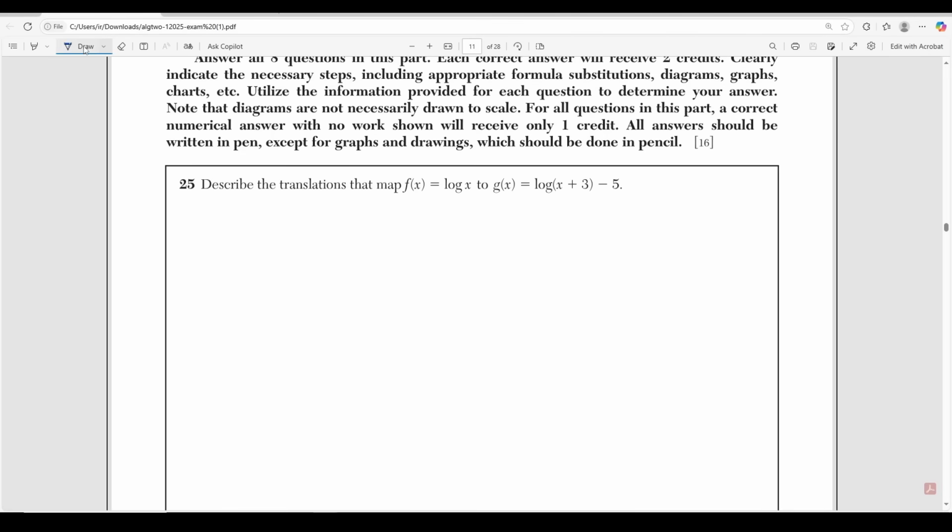So whenever you're translating something, you can translate something in two directions, either up and down or left and right, okay? And there's certain indicators to tell you whether you're going up or down or left and right. The biggest indicator is if you have the function f of x and you're adding 5 or you're subtracting 5 from the outside of it. If you're adding something, that means you're translating up, and if you're subtracting something, that means that you're translating it down.